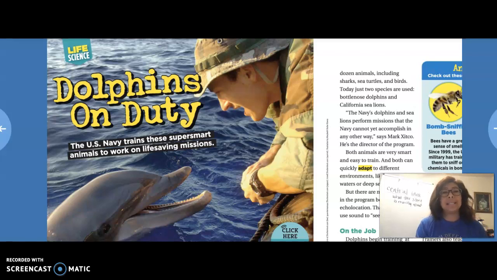We're going to be looking at text features as we do our read aloud to figure out what the central idea is. The central idea is what the story is mostly about. When we're reading informational text, there's special features that informational text have. So let's look at that right now. Let's pull up Dolphins on Duty. You may go to it from that link that's in your PowerPoint or on your PDF file.